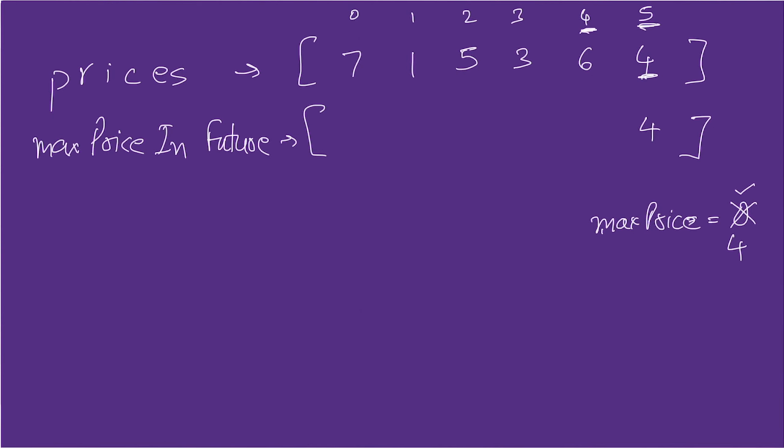So we update our max price to be 6 this time, and then we update our max price in future array with this max price that we have seen. So this becomes 6 as well. Now let's go to the 3rd day.